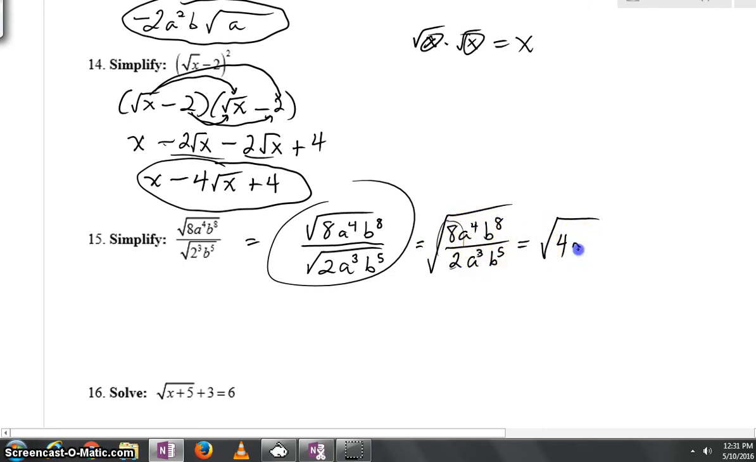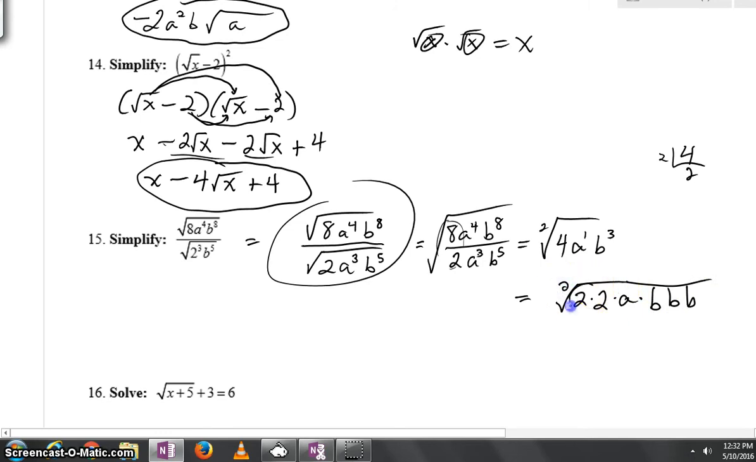8 over 2 just becomes a 4. We can subtract using that property that we talked about before. 4 minus 3 is a 1. 8 minus 5 gets you 3. And as we do some factorization, 4 divided by 2 is 2. So we know we have a 2 times 2. Here's a single a. And we have 3 b's all in a row.